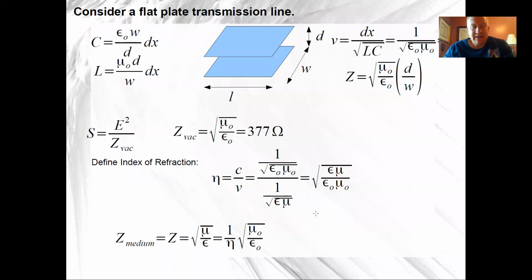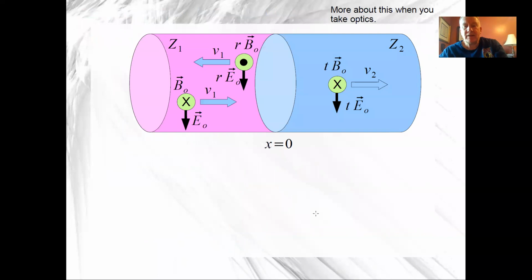Where once again, eta, I should say, is equal to the index of refraction, which is equal to the speed of light in a vacuum divided by the speed of light in the medium. All right, so why is this important?